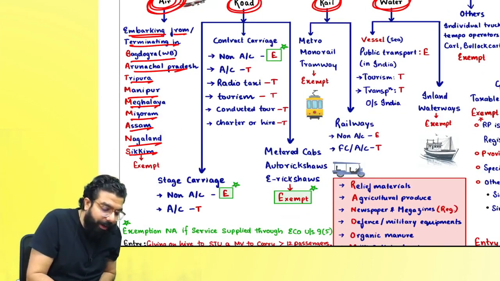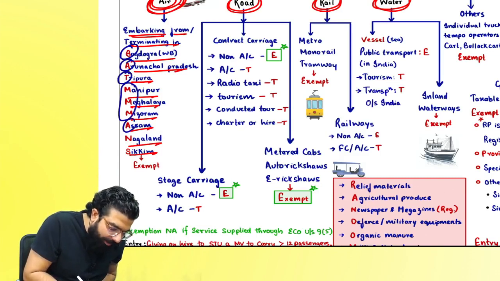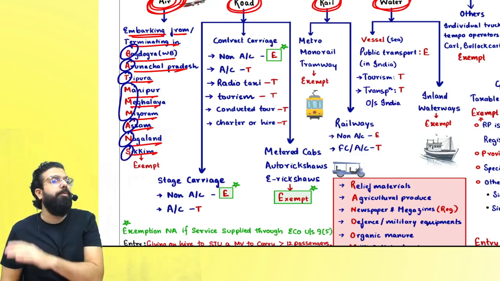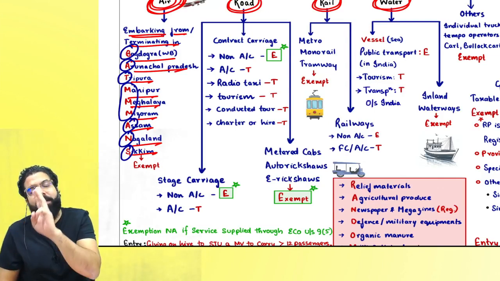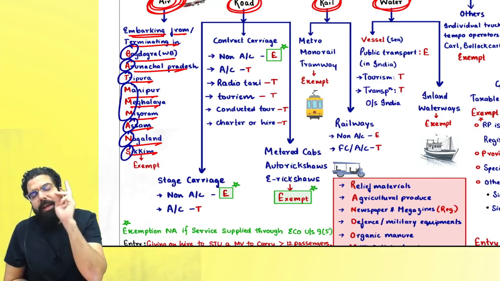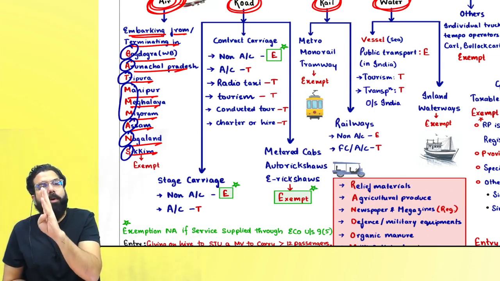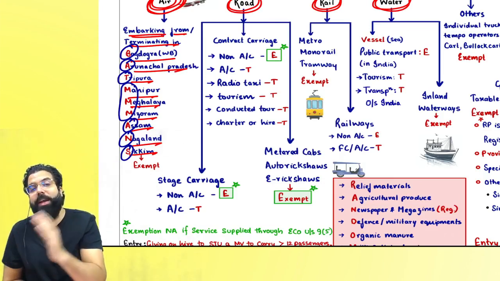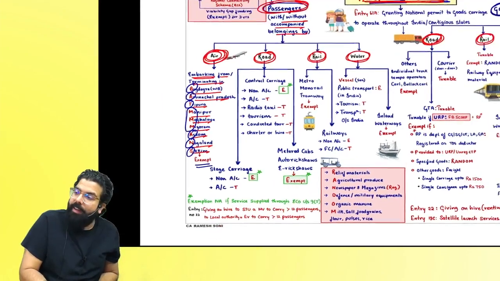How do we remember it, everyone? We have to remember Batmans. Batmans always fly free. Batmans means B for Bagdogra, A for Arunachal Pradesh, N for Nagaland, T for Tripura, M for Meghalaya, Manipur, Mizoram, A for Assam, N for Nagaland, S for Sikkim. Batmans always fly free. Going to Batmans, coming from Batmans will be exempted from GST.